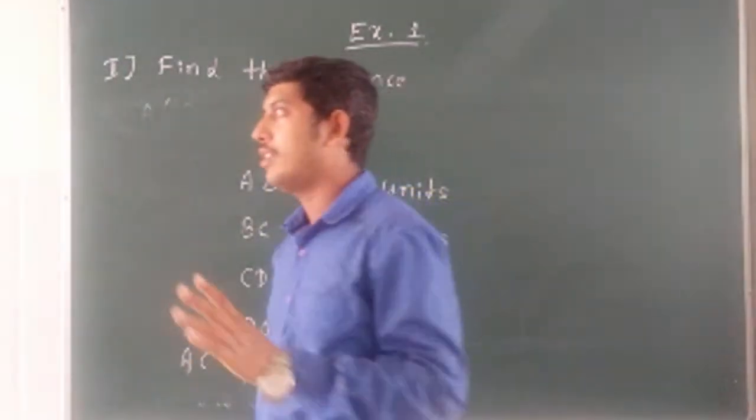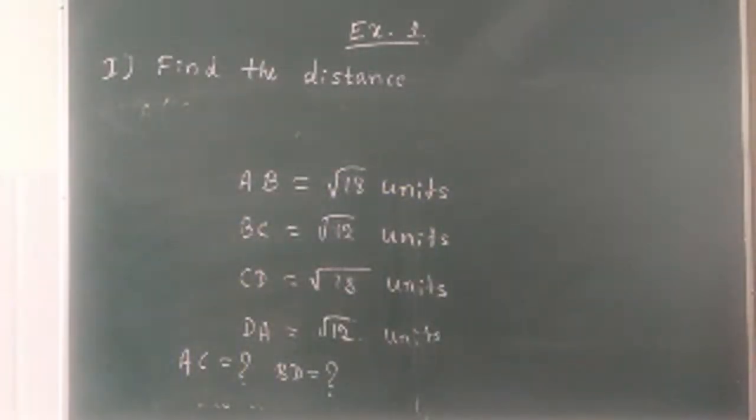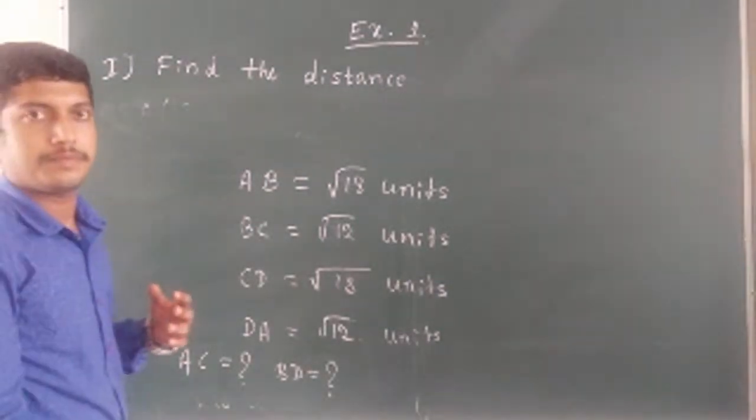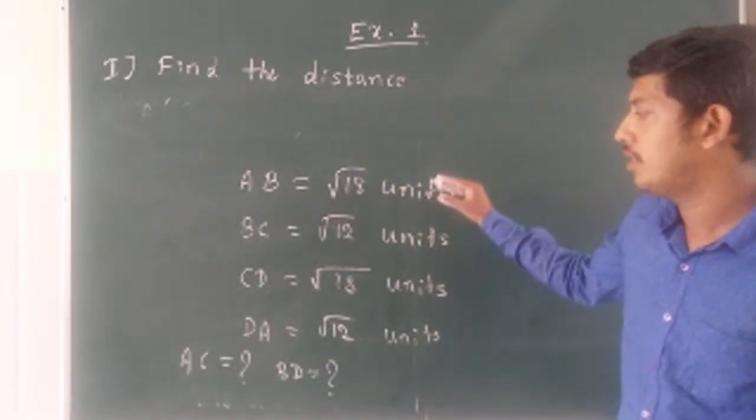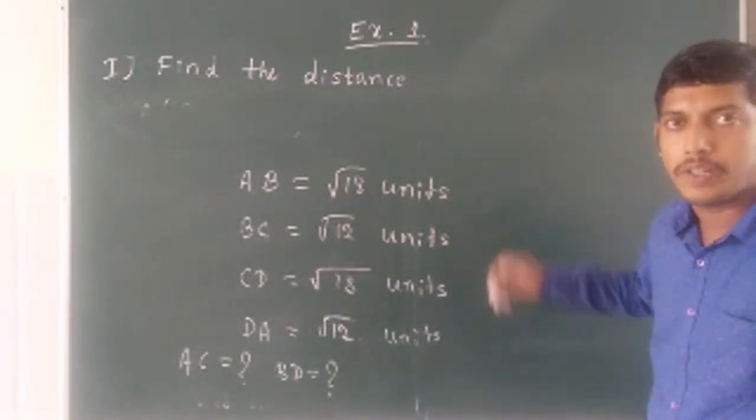Now tell me, these 4 points constitute which figure? So you have all the figures in front of you: square, rectangle, rhombus, then parallelogram and general quadrilateral. So which category suits this one?